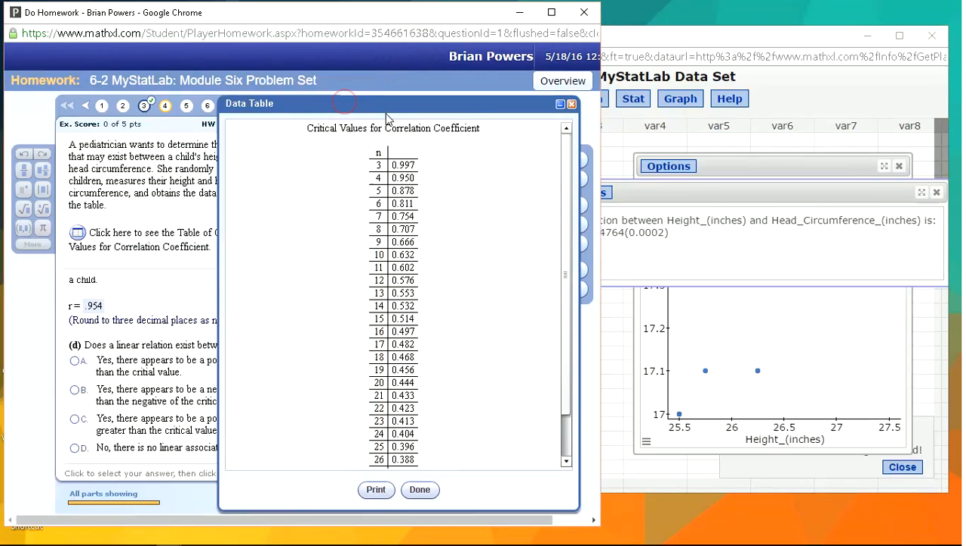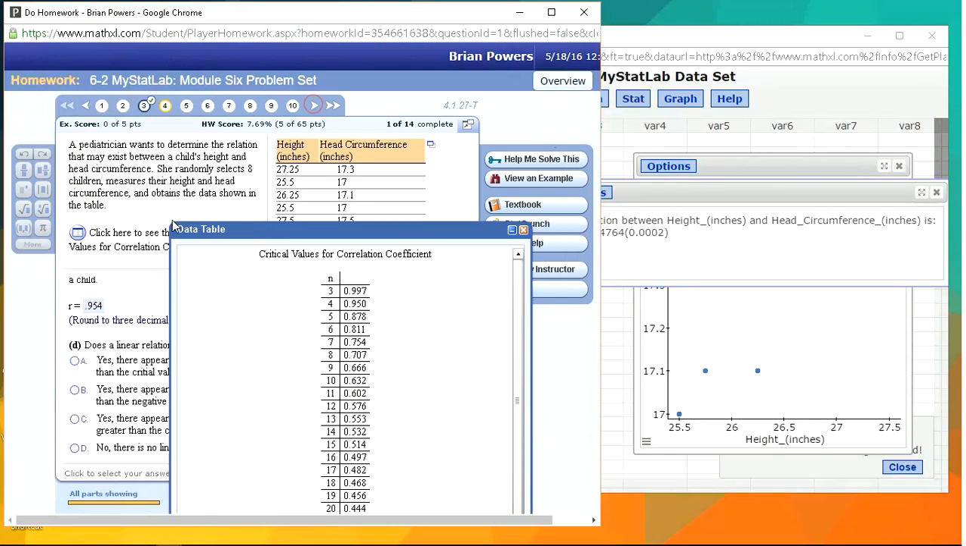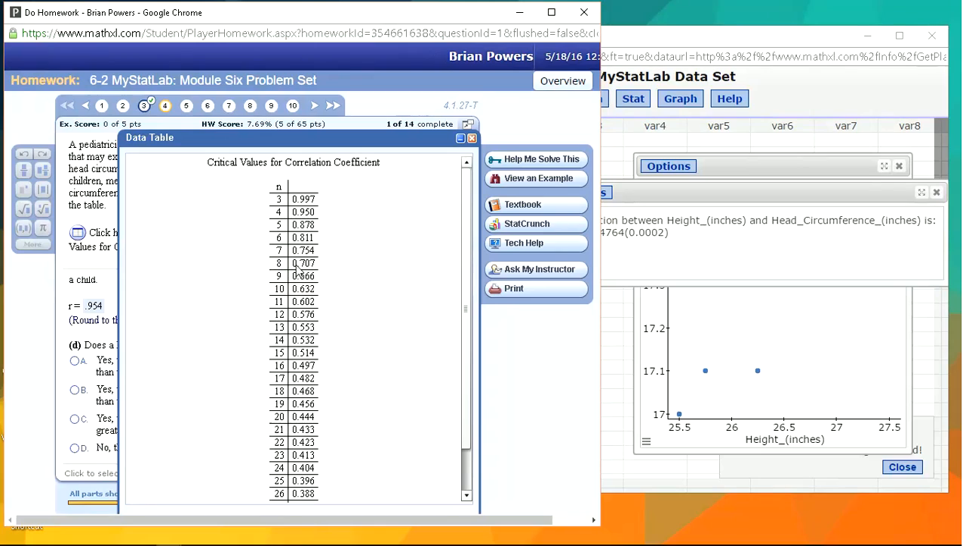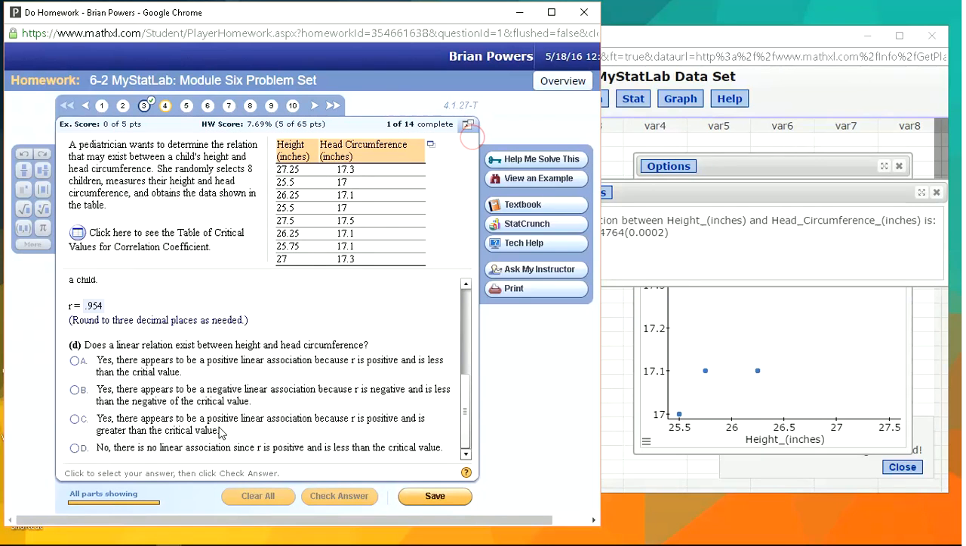From this table, there are eight points of data, so for n equals 8, the critical value is 0.707. So I'd only need a correlation coefficient exceeding 0.707 to conclude a linear relationship. And yes, this is above that. So there appears to be a positive linear relationship, because r is positive and greater than the critical value. That's called a positive linear relationship. Okay, cool.